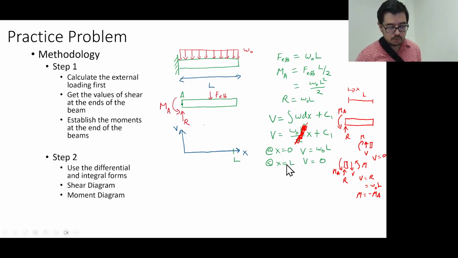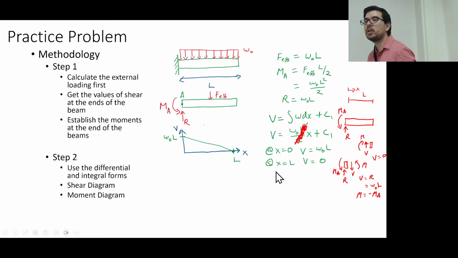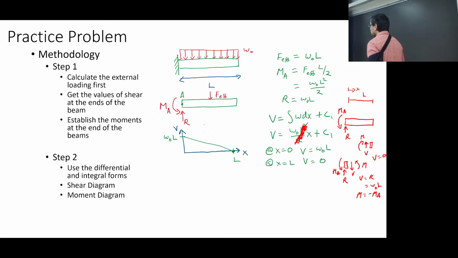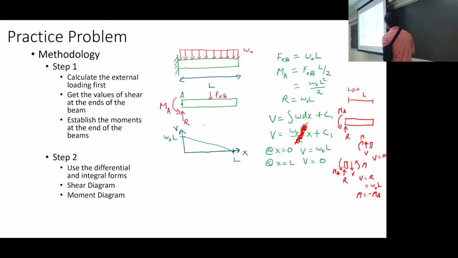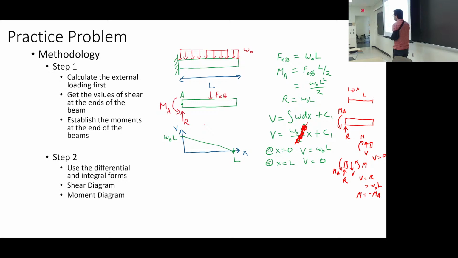So at least for the shear, what we have is that the shear force is equal to W naught L. So what we do is draw W naught L at the left side, and on the right side, where x is equal to L, we draw that V is equal to 0, and then we just draw a line between them, because we know it's a constant slope. So it's important to be able to do these boundary internal shear force and bending moment calculations at the ends.